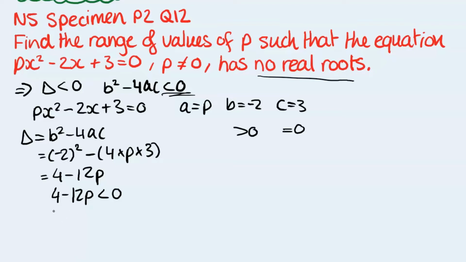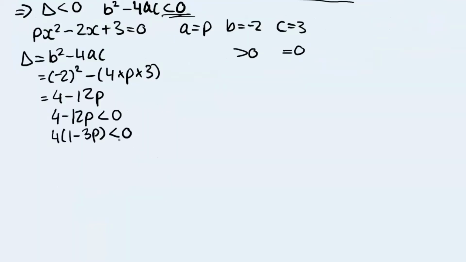So we can take a common factor of 4 out. So we have 1 minus 3p in the brackets is less than 0. 4 times 1 is 4. 4 times minus 3p gives us a minus 12p over here. Alright, so let's keep going. We can divide both sides by 4, leaving us with 1 minus 3p is less than 0. Now, the unknown variable that we're trying to find, we tend to keep that on the left hand side, don't we? So let's take the 1 to the right hand side. So we have minus 3p is less than minus 1.